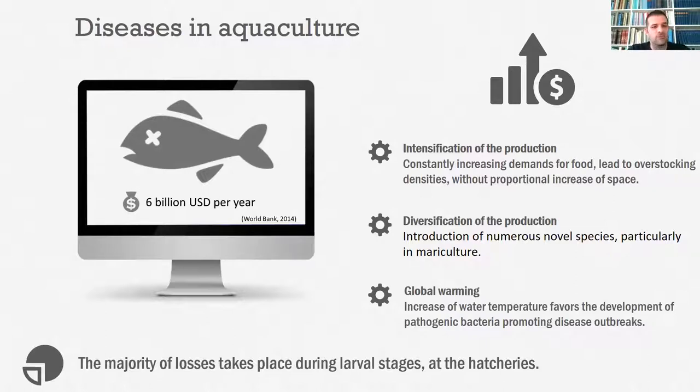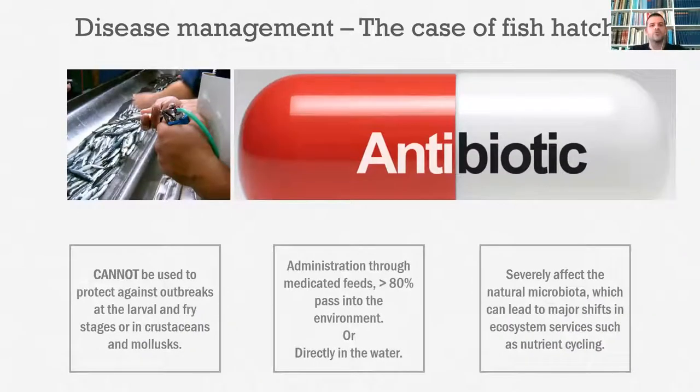At this point, I would like to mention that the majority of losses take place during larval stages, so quite early in the production, at the hatcheries. And with that, I would like to review the tools that we have when we're talking about the special case of the hatcheries. So, vaccines could be a great opportunity, a great solution, and they actually work pretty well in aquaculture.